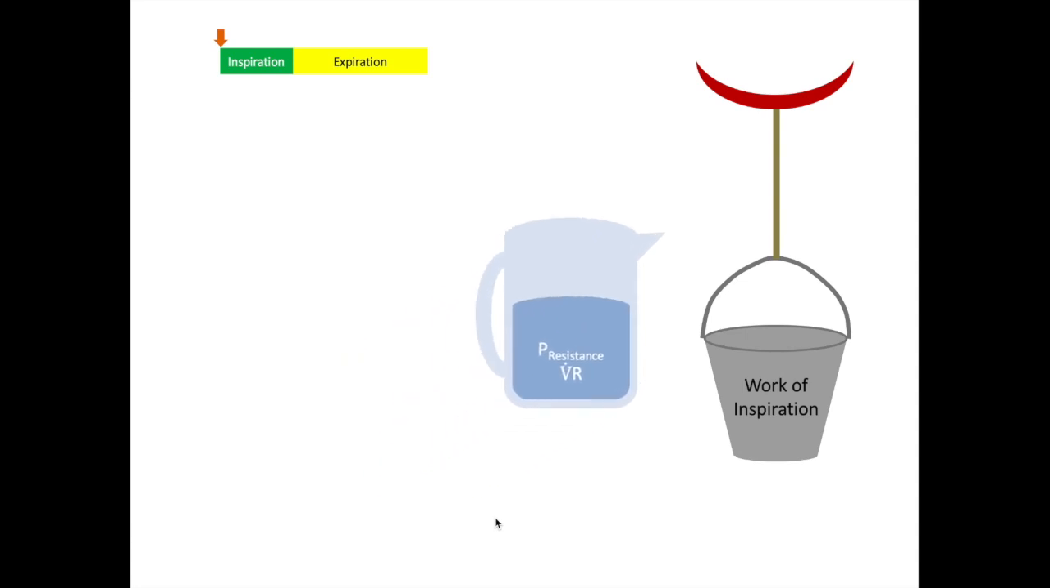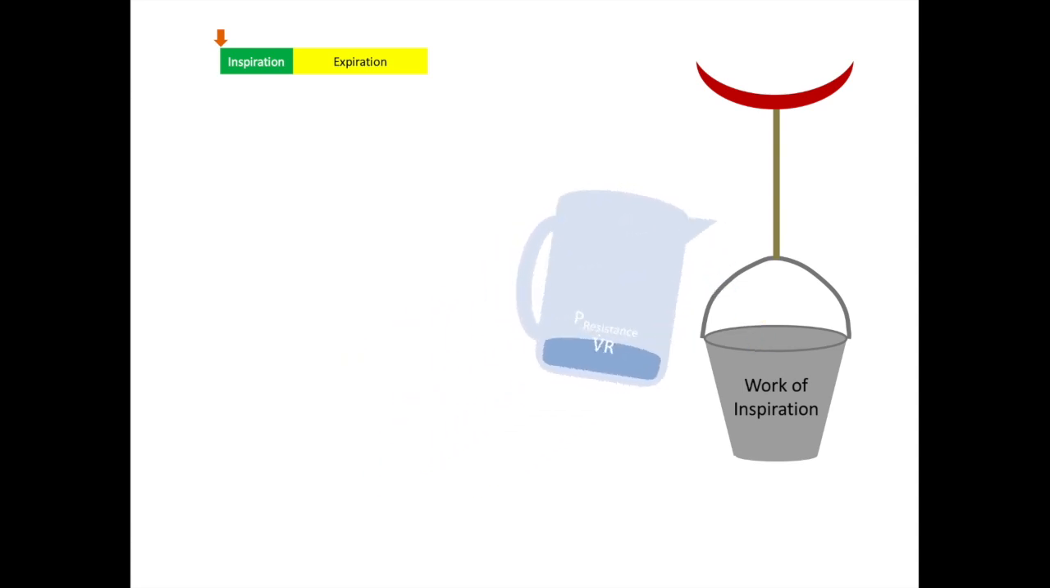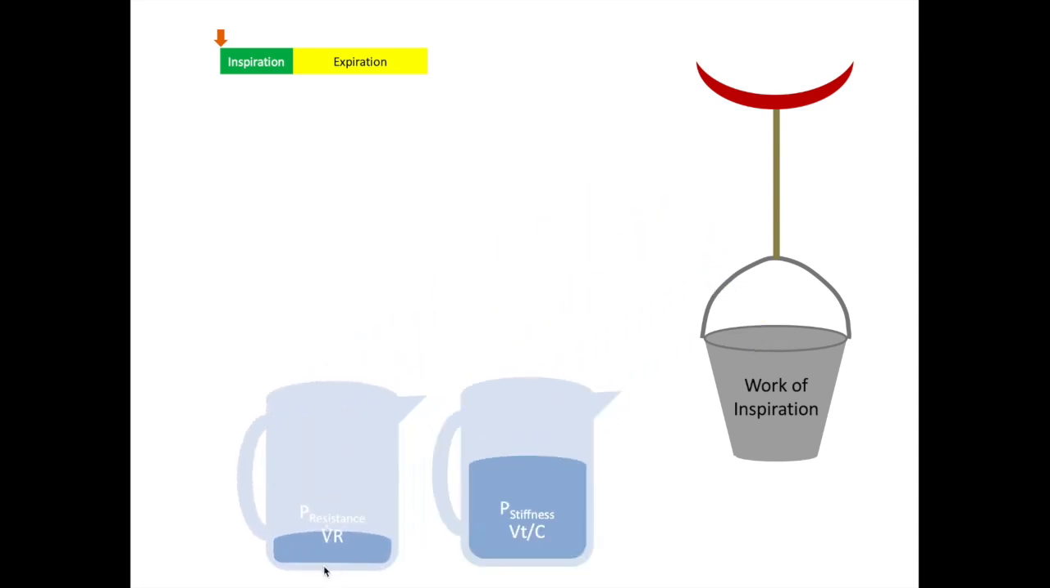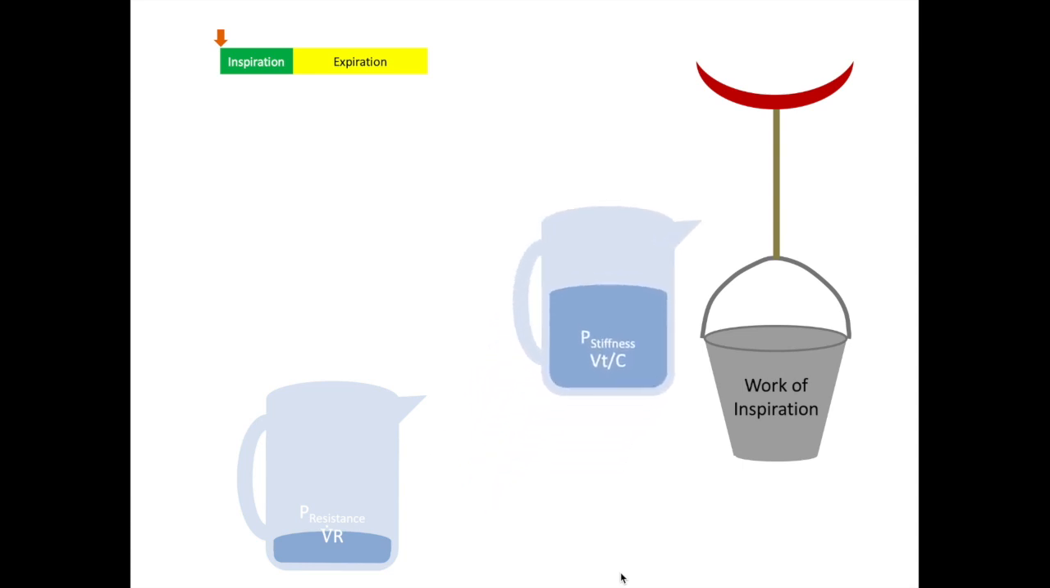So we add that to the bucket. That's the pressure the diaphragm has to create in order to create a flow down the airway. And then the other part of the pressure that the diaphragm has to create is to overcome the stiffness of the lungs and chest wall. So that's a given tidal volume over the compliance. We add that also to the work of inspiration.